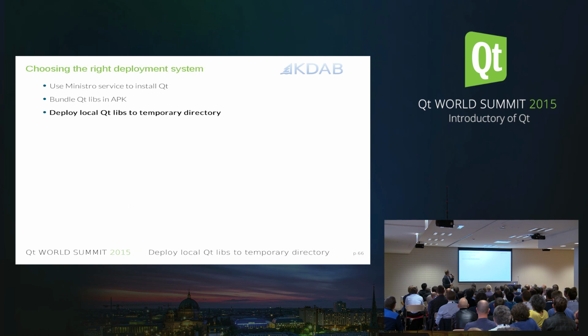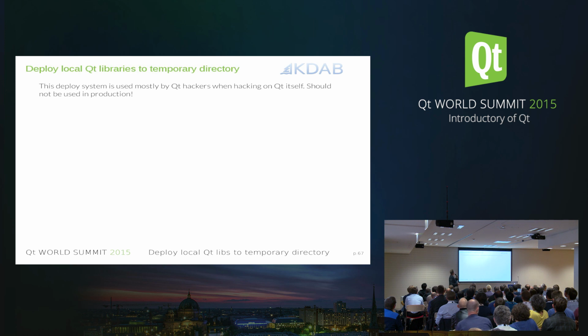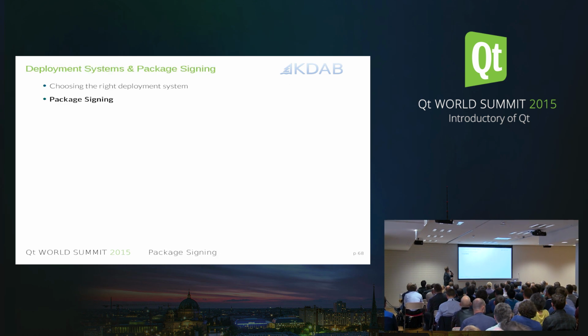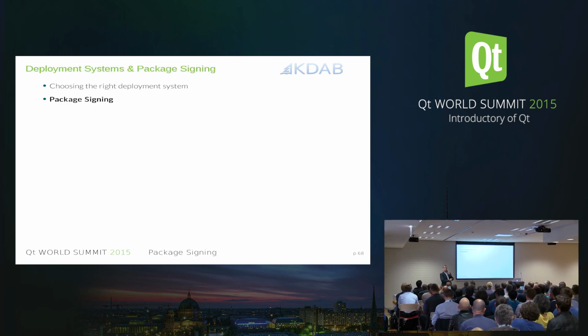Deploy local Qt libraries to a temporary folder. This is the third one. Don't use it in production. This is mostly used by Qt hackers when we actually hack on Qt. When we change Qt, it is the fastest way for us to check if we broke something or we did something good. So for you, don't use this in production. Package signing. Any questions about the deployment?